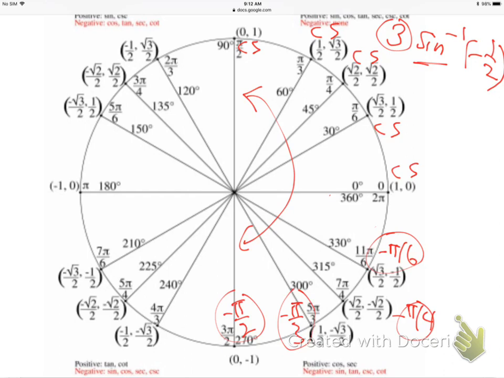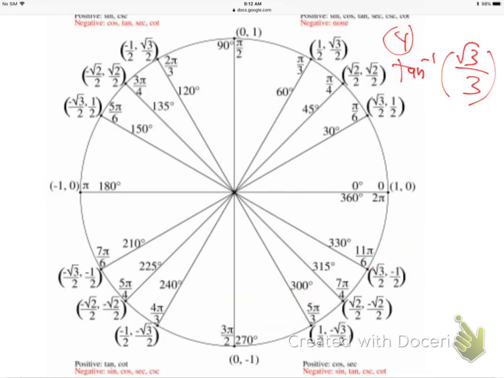All right, so we have to give the answer negative pi over 6. That's where the sine is negative a half. So it's negative pi over 6. Good? Makes sense? Questions on that? Okay, so there you go. Try that one. See if you can find tan inverse of root 3 over 3.